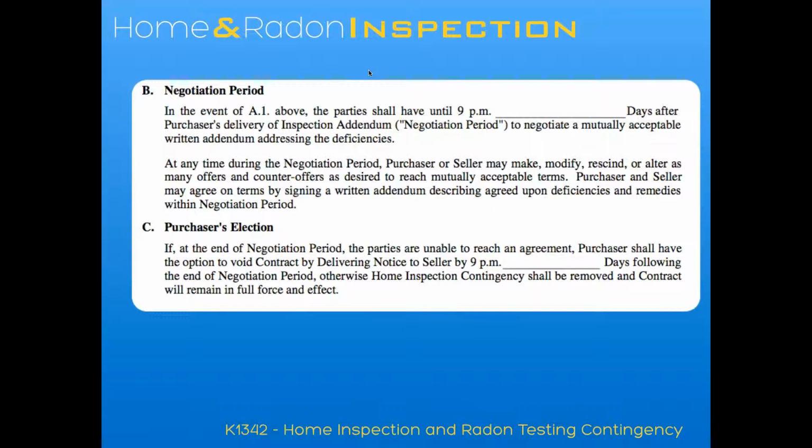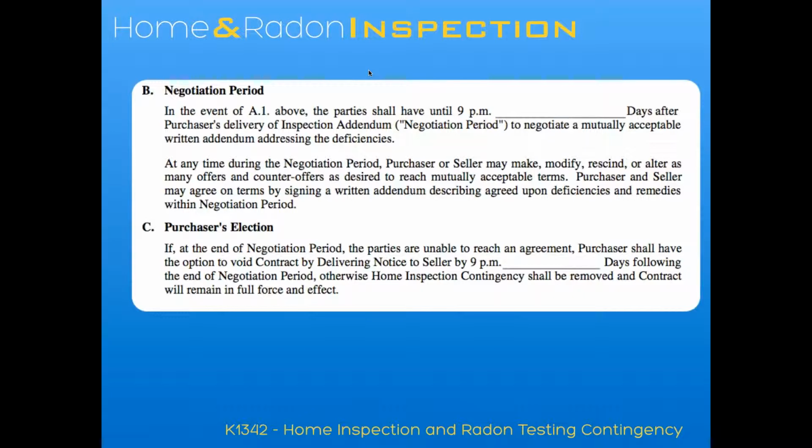Assuming we use 5 days, at the end of that time period the buyer has their time to consider their options and agree to the last thing that was negotiated, or the fact there were no negotiations at all. So the seller never agrees to anything the buyer wants. They get to the end of that 5 day period in paragraph B. They can have X number of days. My recommendation is two. They have 2 days to decide whether or not they want to move forward.